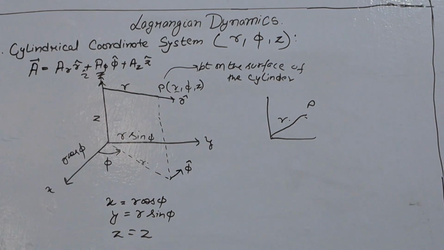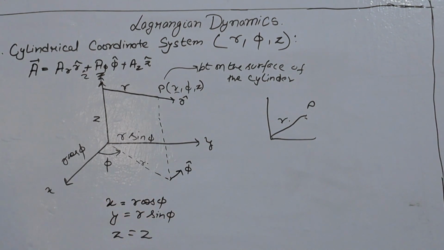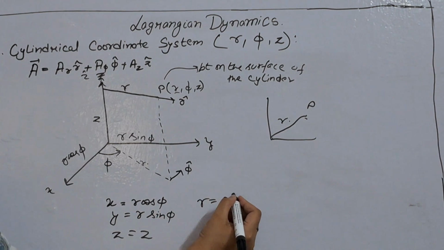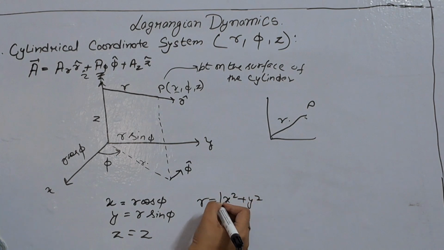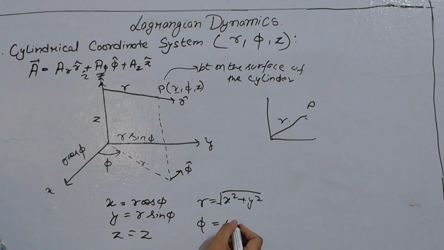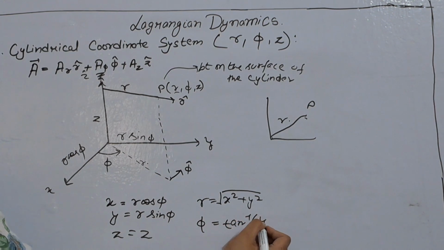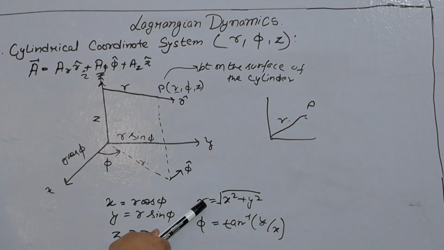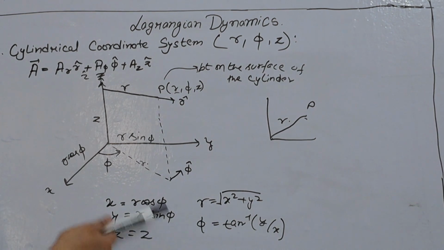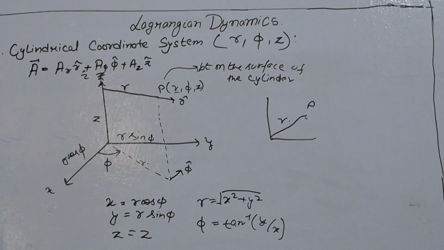Now how can we write r, phi and z in terms of x and y? z remains the same. r equals the square root of x square plus y square. And phi equals tan inverse y upon x. So if x, y and z are given, you can find the points r, phi and z. And if r, phi and z are given, you can find x, y and z.